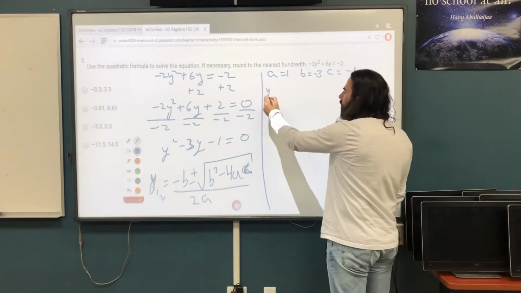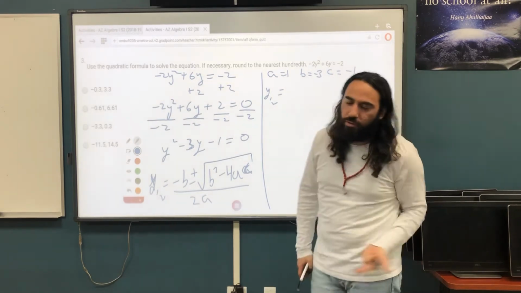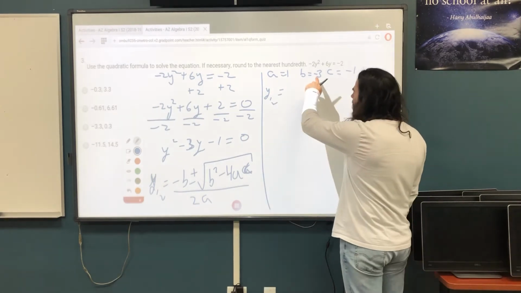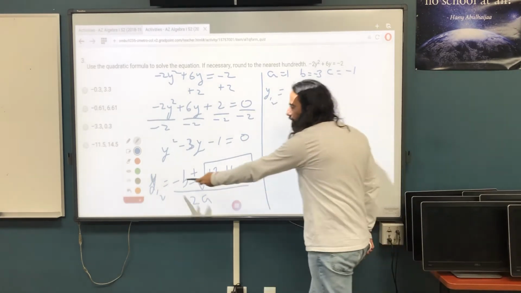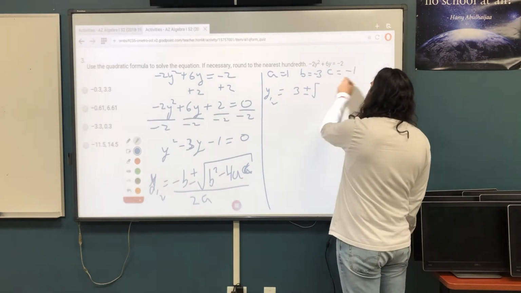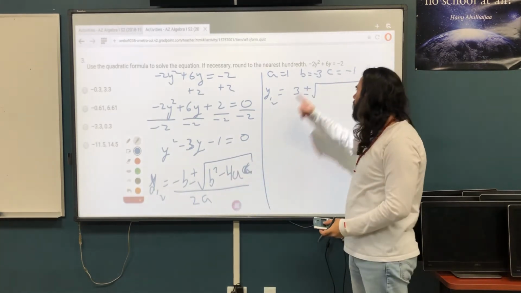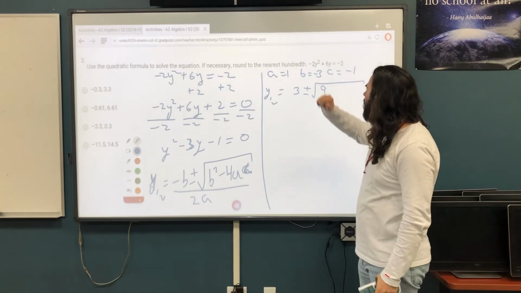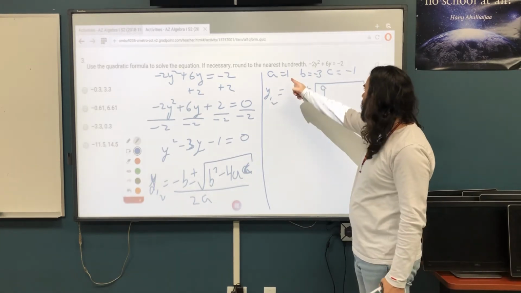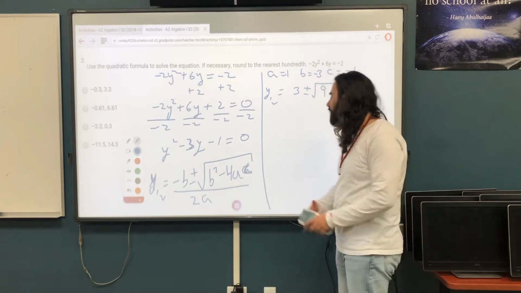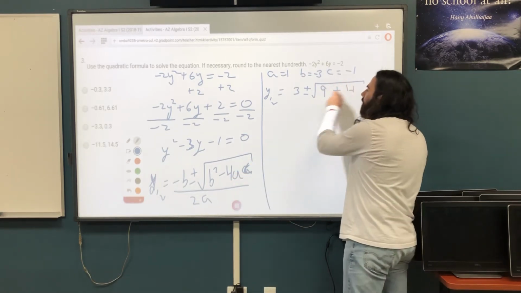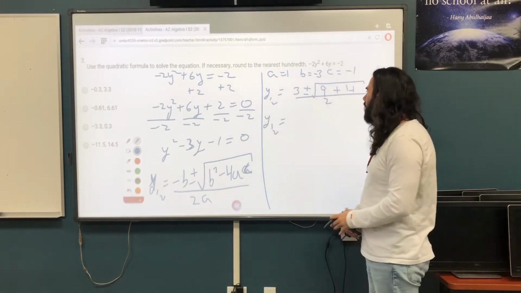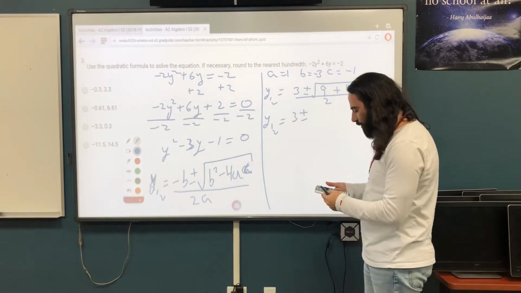So let's start. We have y1,2 because we might have one solution, we might have two solutions, we might have no solution. And we'll see. Negative b, b is already negative 3, so it's going to be positive 3 because negative and negative becomes positive. Plus or minus, we have b squared. Negative 3 squared is 9. And then 4 times a times c. 4 times a, which is 1, is 4, times c, which is negative 1, and we have another negative, so it's going to be positive 4. And divided by 2 times a, 2 times 1 is 2. So y1,2 equals 3 plus or minus the square root of 13, over 2.